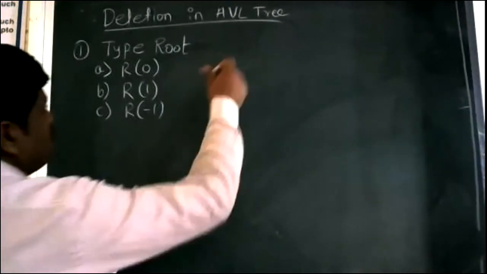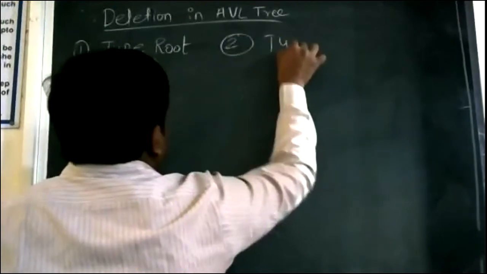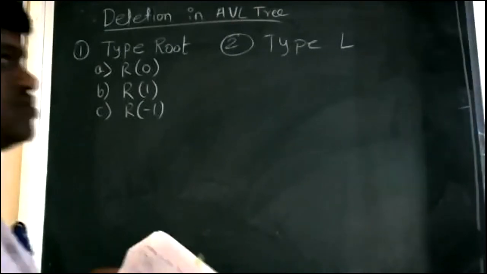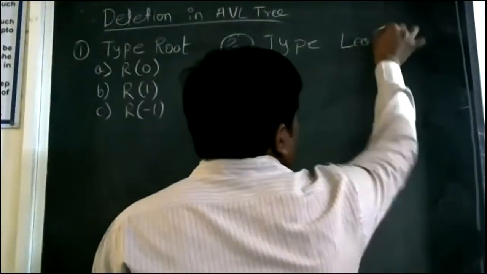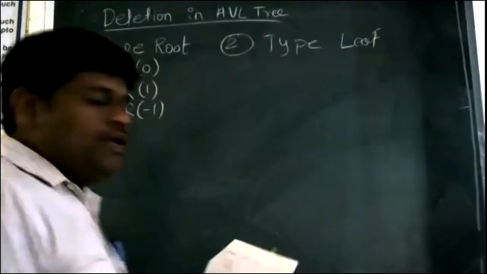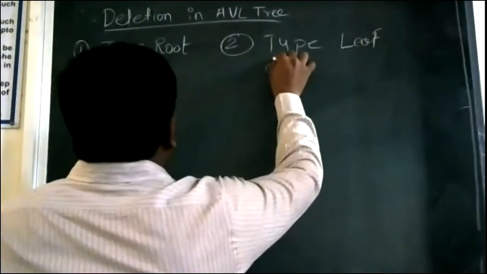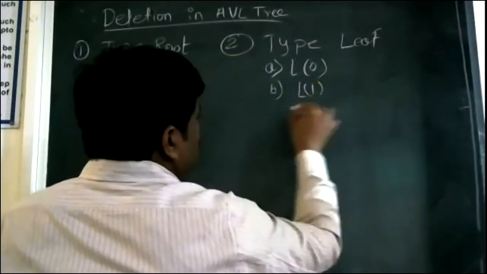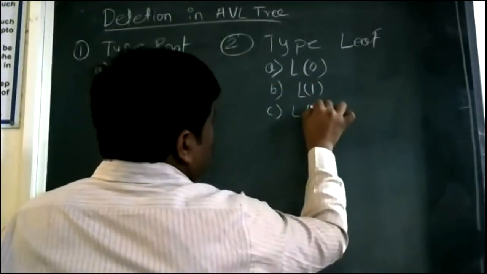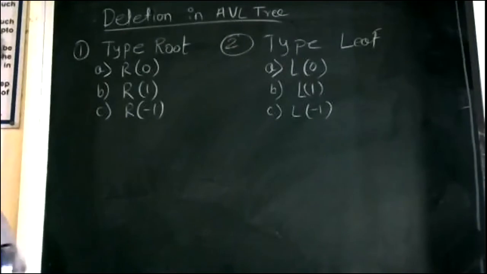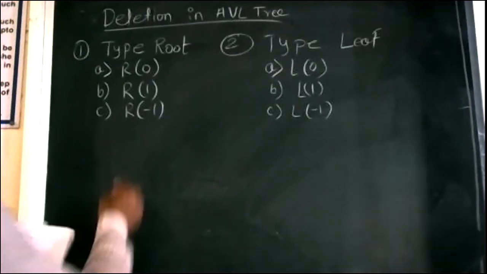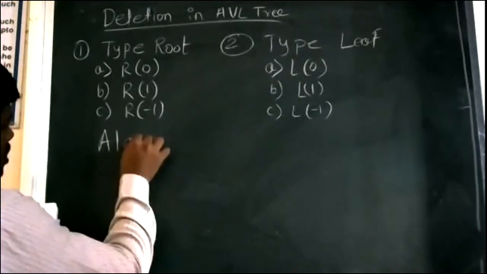Now the second type is at leaf node, or leaf level. So here again, L of 0, L of 1, and L of -1. Right. So simultaneously, all of you dictate these points. Now we'll see the first type. After that, all of you write down the algorithm. So first dictate the algorithm.